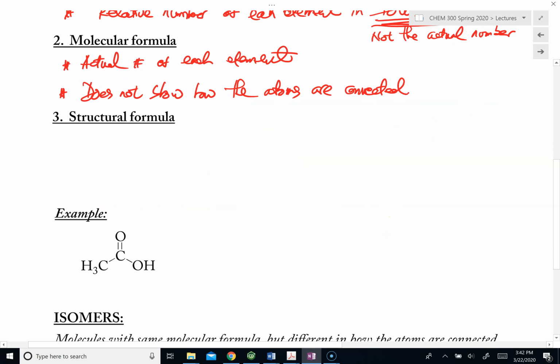And finally, the structural formula. This type of formula conveys the most information, in which it now shows us exactly how the atoms are connected. So this shows the most information.